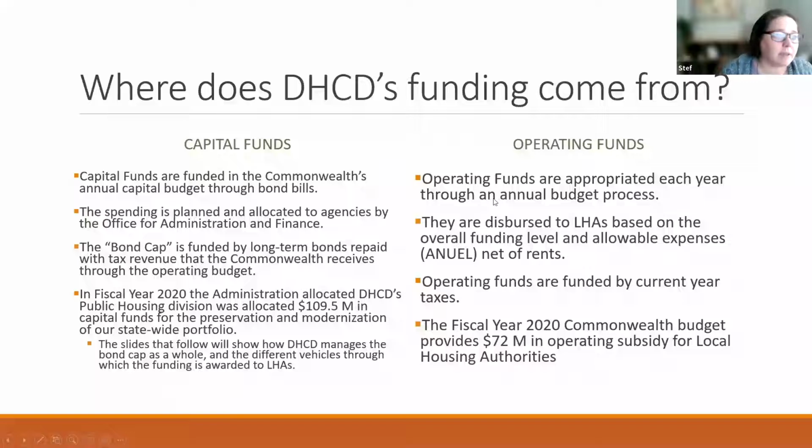On the other hand, operating funds are appropriated each year through an annual budget process. So operating funds come through special determinations every year that are voted on through the legislature. They're dispersed to housing authorities based on the overall funding levels and their allowable expenses, and it takes the annual revenue from rents into consideration. Operating funds are funded by the current year's taxes as opposed to bond bills from the capital side. And again, for example, in fiscal year 2020, the Commonwealth's budget provides $72 million in operating subsidies for local housing authorities.